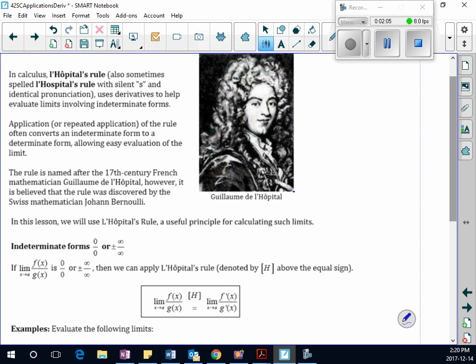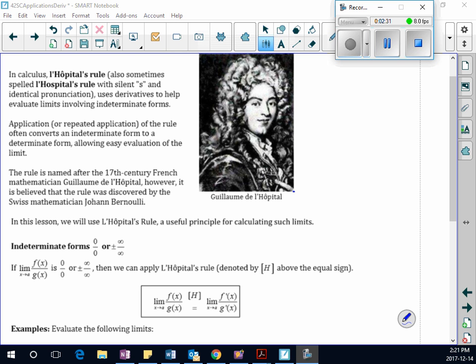So again, the rule is named after 17th century French mathematician Guillaume de L'Hopital. However, it's believed that the rule actually was discovered by Johann Bernoulli. So, I don't know. Sometimes people are named after things and then they find out later it wasn't even that person. So, in this lesson, we're going to use L'Hopital's rule for calculating limits.